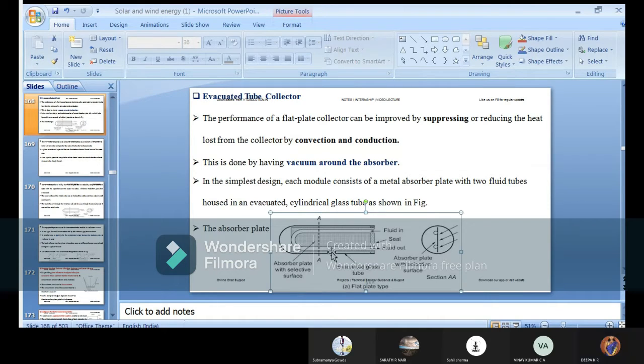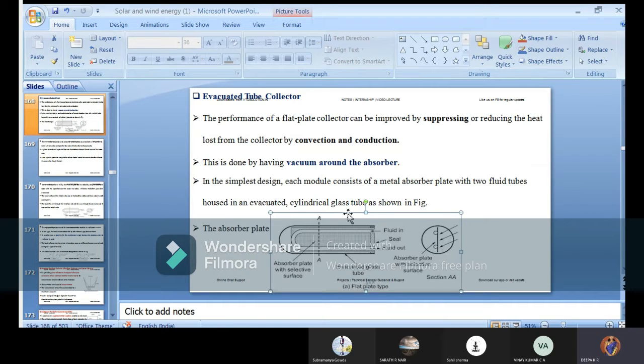I hope you can see this looks like a capsule, segmented in a different format. First, the outer look: this is called the evacuated glass tube. Next to that is one layer, like an empty U shape, which is called the fluid tube. Next to that we have one more evacuated place, called the absorber plate with selective surface. It is also a flat plate type.